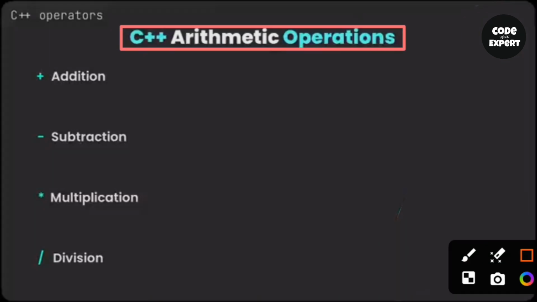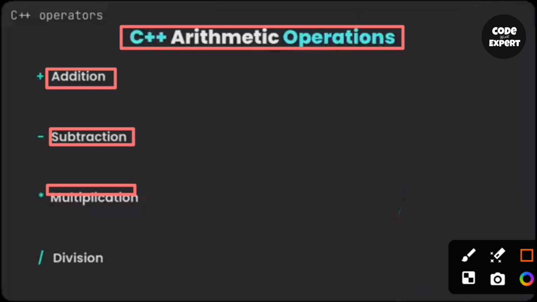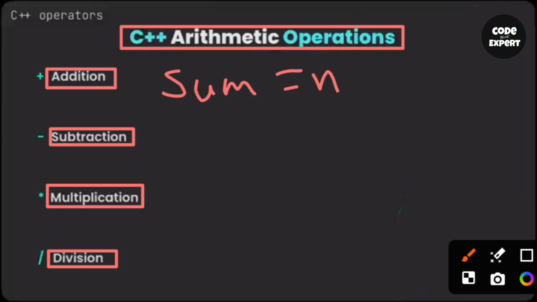Our first operator is arithmetic operators. Arithmetic operators are the daily operations you have learned in maths class, like addition, subtraction, multiplication, and division. If we want to get the sum of two numbers, we can get it simply by doing num1 plus num2. Basically the same for subtraction.